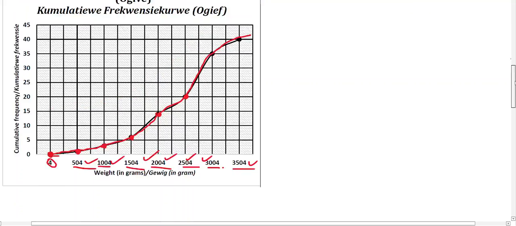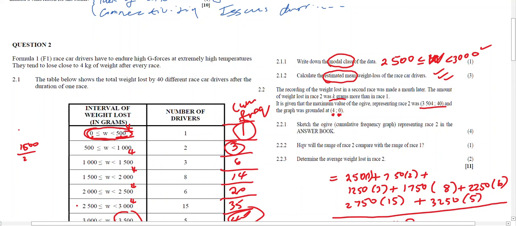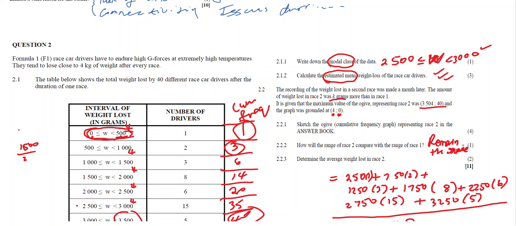Then what does the next question say? How will the range of race 2 compare with the range of race 1? The range will remain the same, guys. Why? Because if you subtract this from that, you'll see that the answer is the same, because the amount of weight lost is constant. It's like 4 kg every race. It doesn't change. You get it? So the range will be the same.